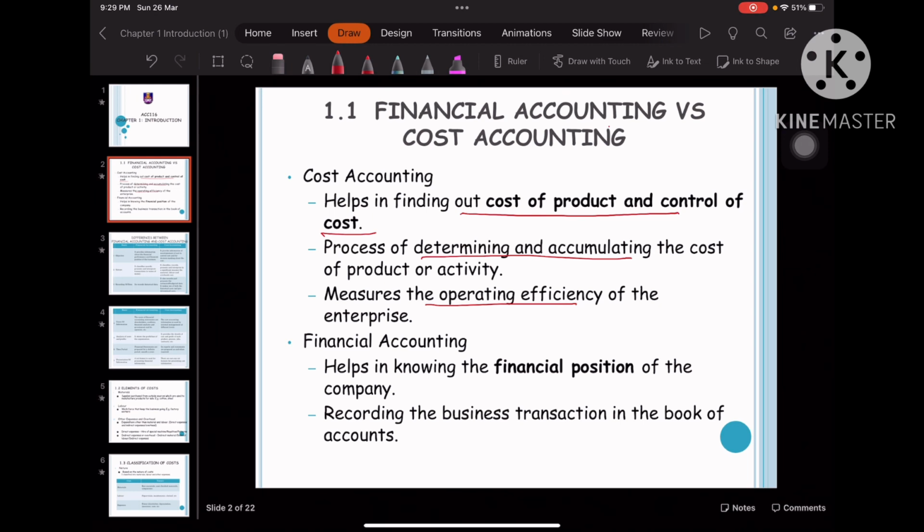Compared with the financial accounting that you studied previously, which is to know the financial position of a company, whether they are making a profit, what the assets of the company are, what the liabilities are, and whether they have enough money to pay or not. So that relates to financial accounting. Previously, you recorded the business transactions in the books of accounts.